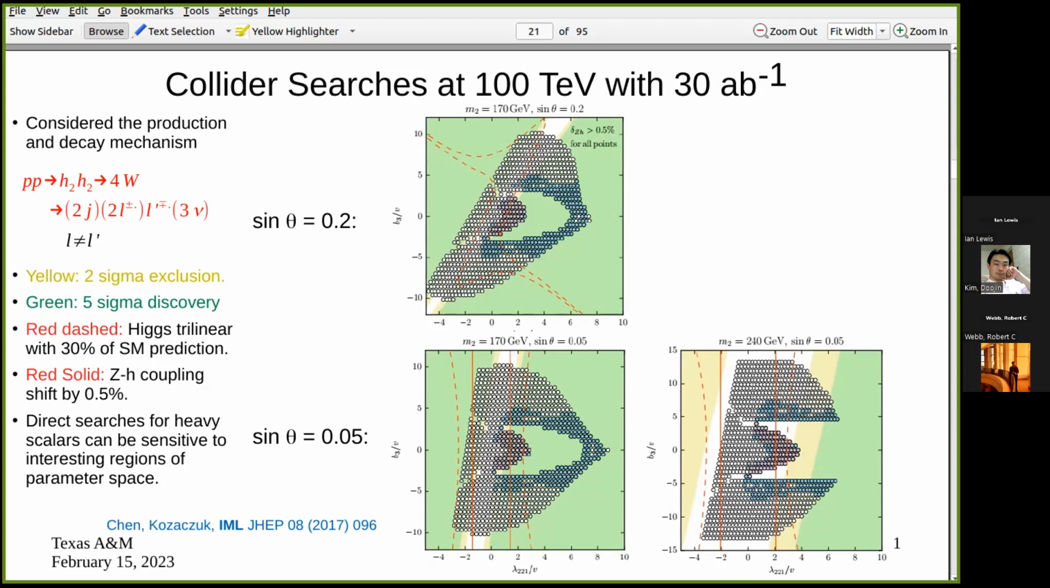Here, the red solid, as I said, you generically shift the ZH coupling, and you can measure this really well at e+ e- colliders, so we put that in red as well. You can see the direct searches at hadron colliders can actually do better than precision measurements at e+ e- colliders in some regions of the parameter space, which is interesting. The other point is that even if you see a shift in ZH first, you have no idea if it's coming from the trilinear coupling. This is why you want to do direct searches anyway, because they tell you where this physics is coming from. This is, of course, 30 inverse attobarns, so I will be in an old folks home.